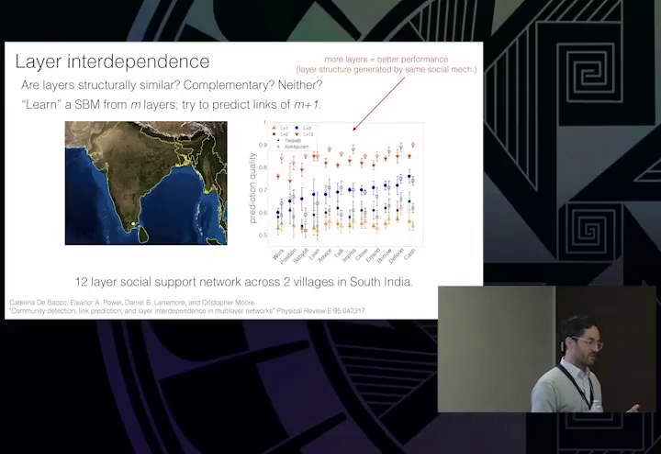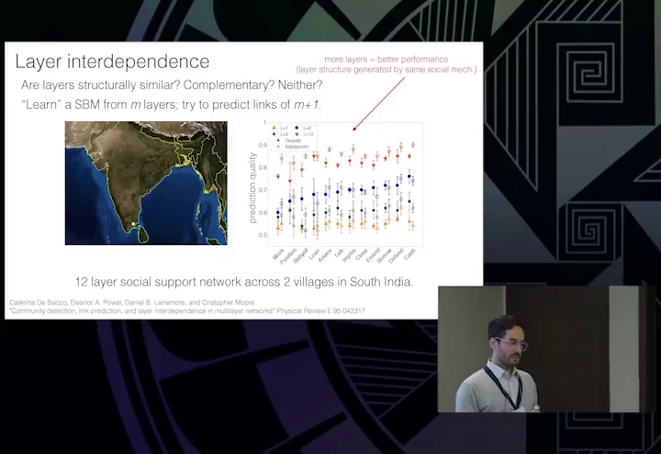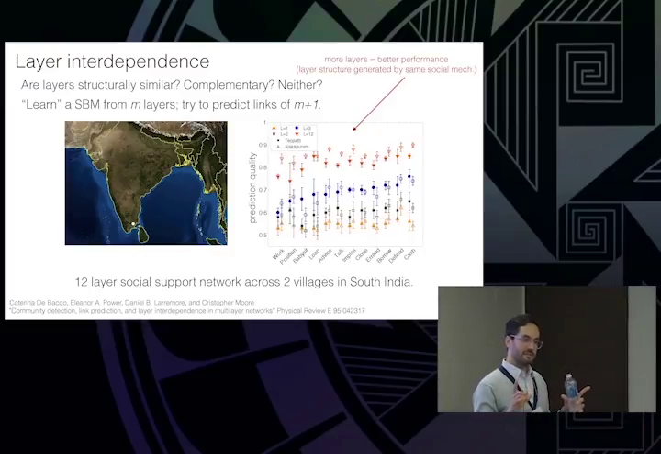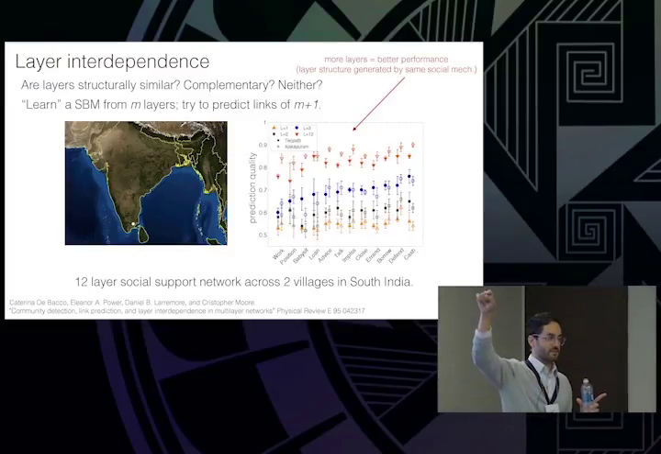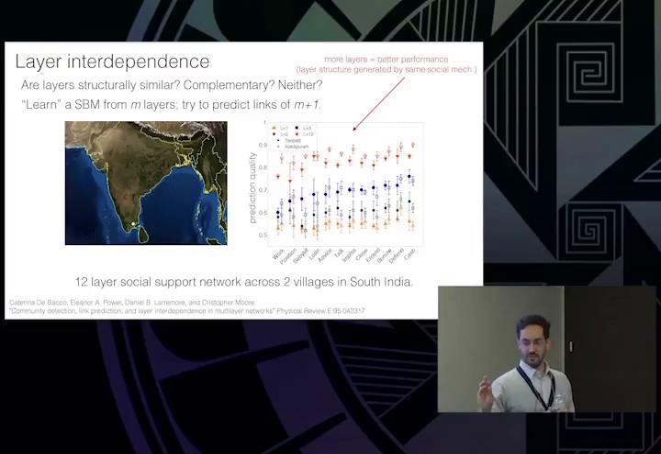So are two layers structurally similar? Are they complementary? Are they neither? What we can do is learn a stochastic block model from m layers, and then try to predict the links of the m+1 layer. This tells me whether or not those m layers taken together provide a good description of the m+1 layer. If I do a totally bad job at predicting those other links, then they're not a good model. And if I do a very good job, then they are a decent model.